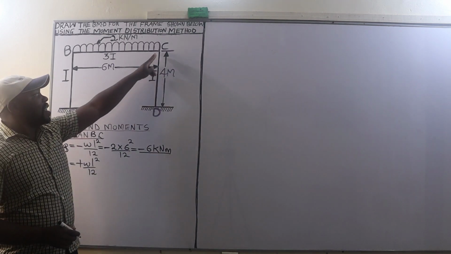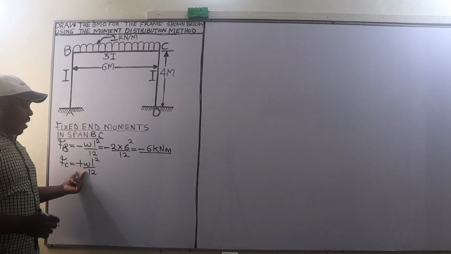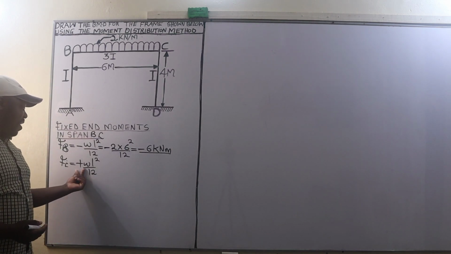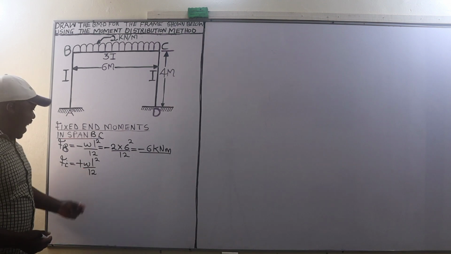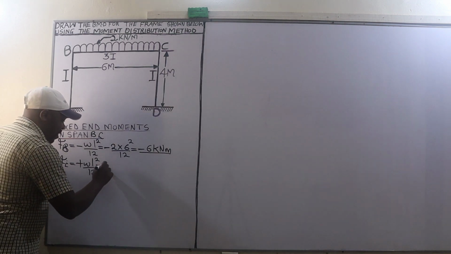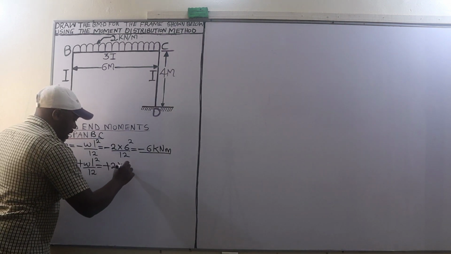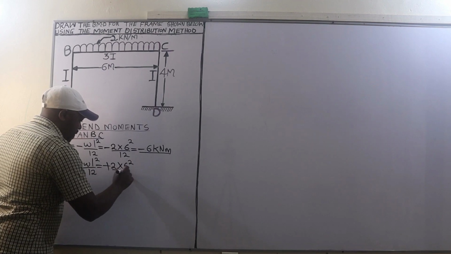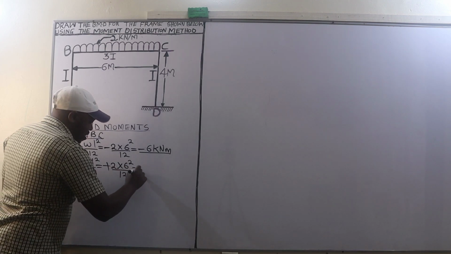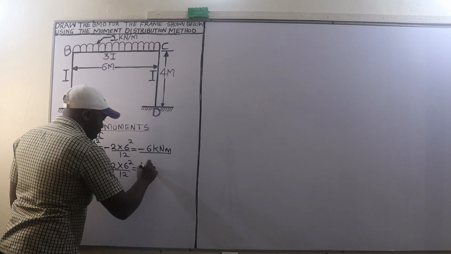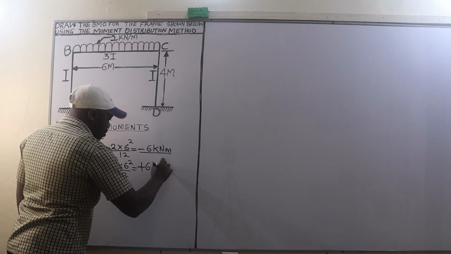The fixed end moment at C is a clockwise moment. That is why it is denoted by a positive sign. So this is going to give us a positive 2 times 6 squared, divided by 12, which is going to give us positive 6 kilonewton meters.